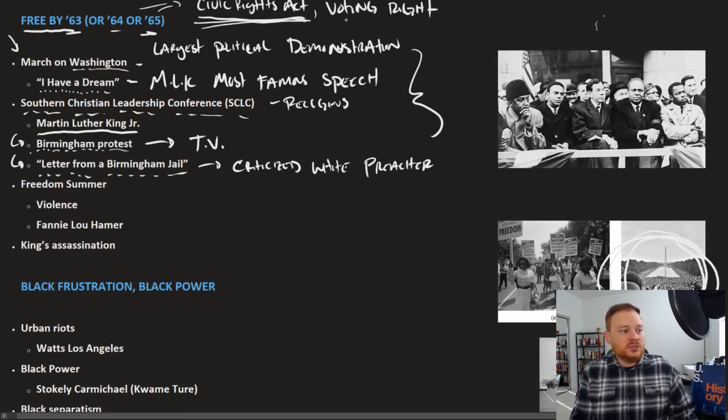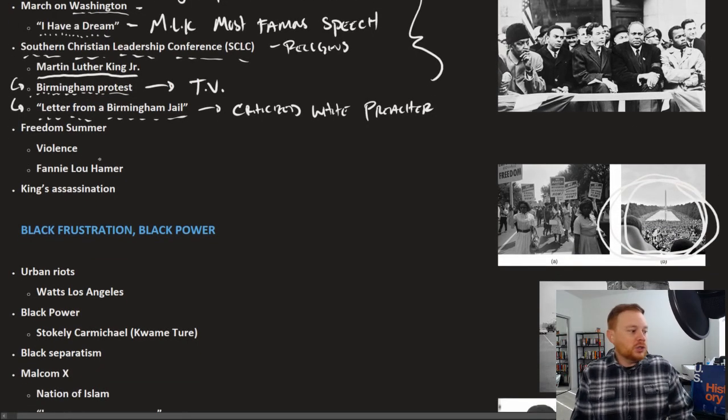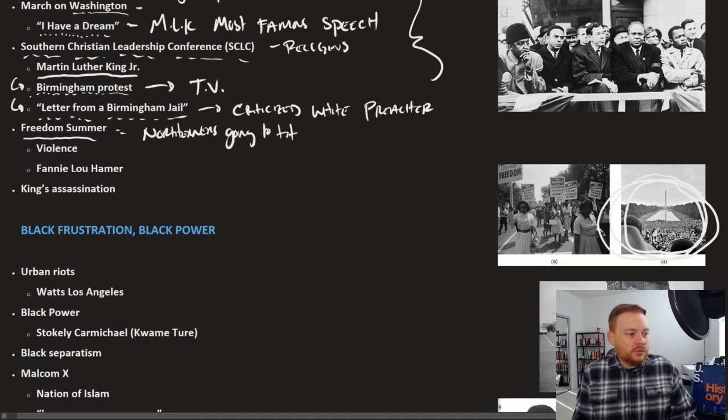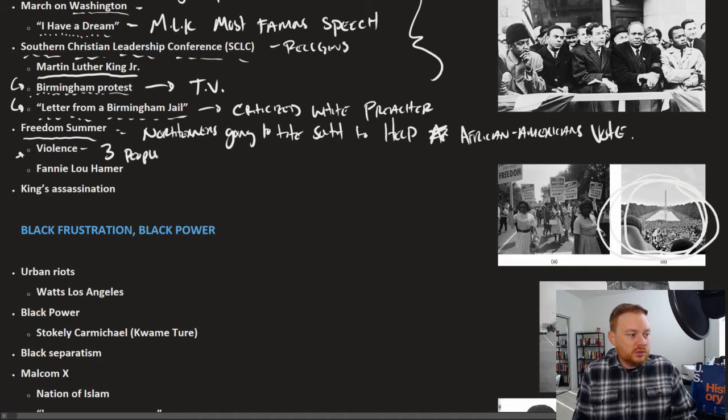After that was passed, it was a question about voting rights, of course. And so further grassroots movements included the Freedom Summer, which was Northerners going to the South to help African Americans vote. That was the Freedom Summer. There was violence. At least three people were murdered, Northerners.